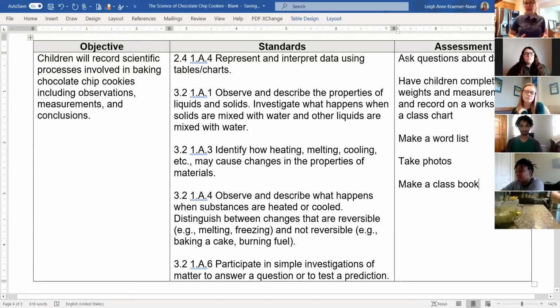If we were making that class book about chocolate chip cookies, and class books are something that are used in a lot of classrooms with these type of whole group investigations, are we covering pretty much everything there in our standards? For the most part.